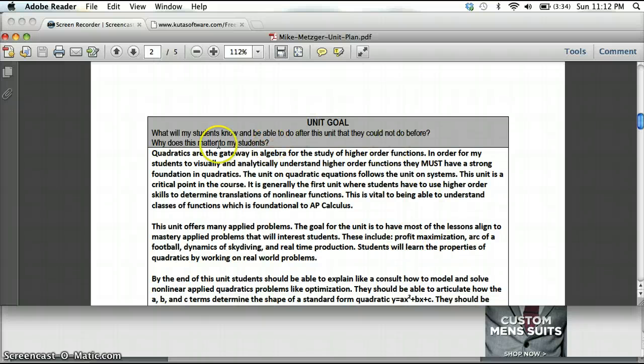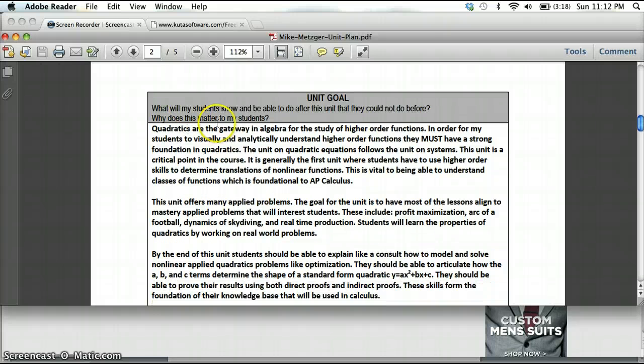The unit goal is: what will my students know and be able to do after this unit that they could not do before? And why does this unit actually matter to my students? So when you're writing your exam, you need to be able to come back to your unit goal and understand what do I want kids to fully understand, and what do I want kids to fully answer?